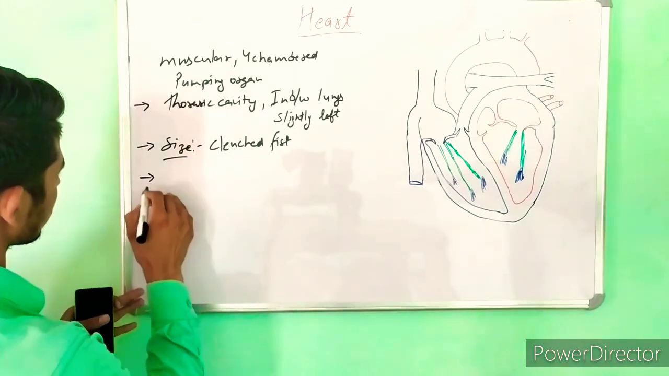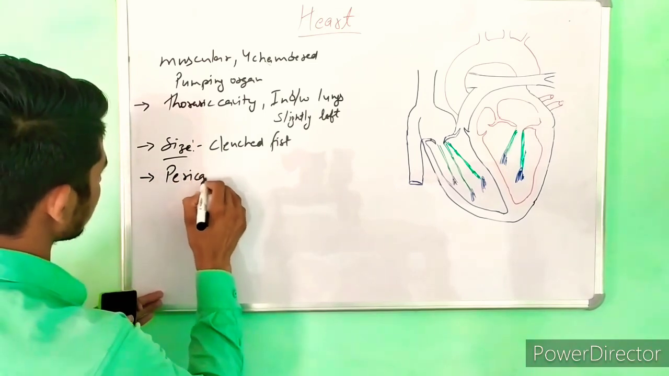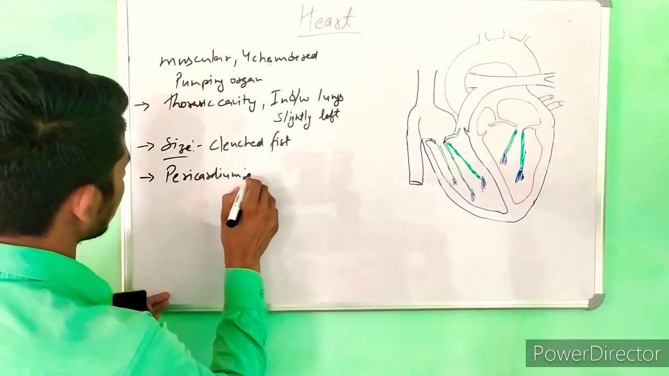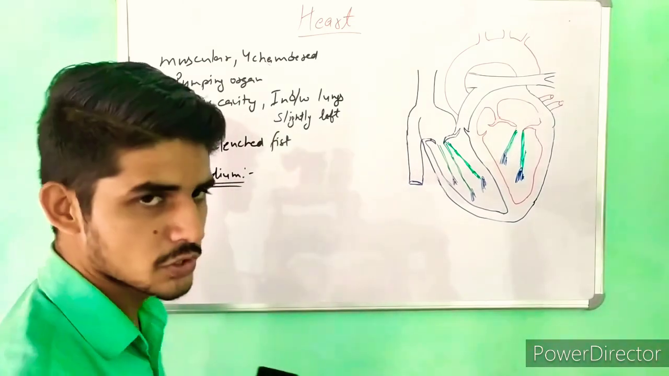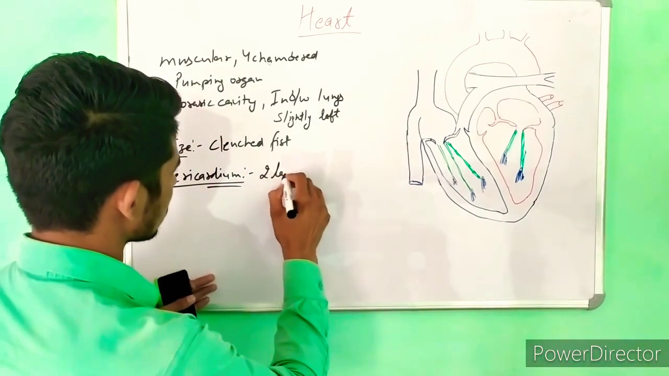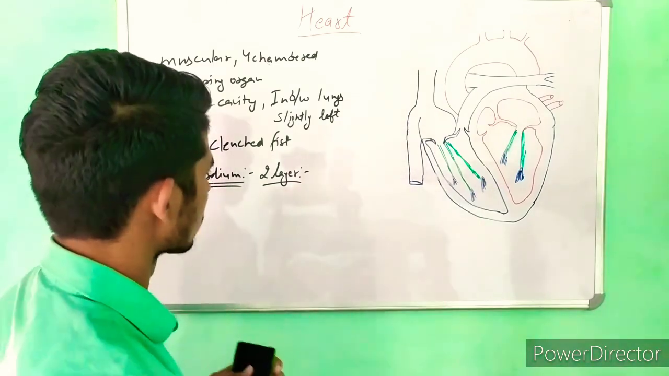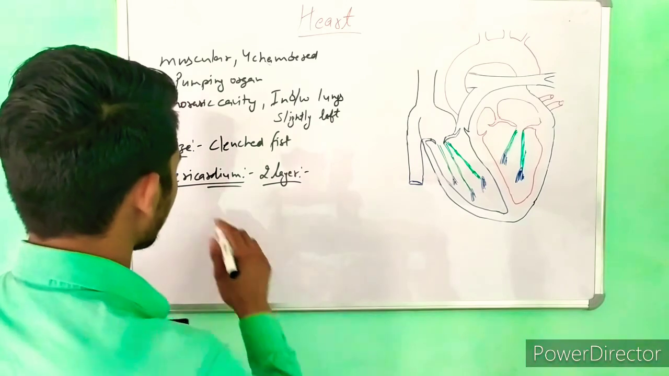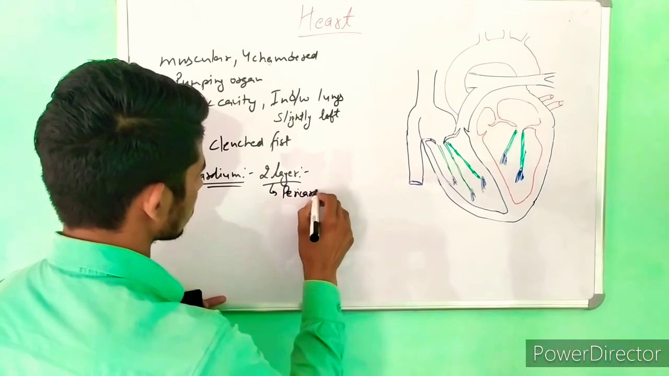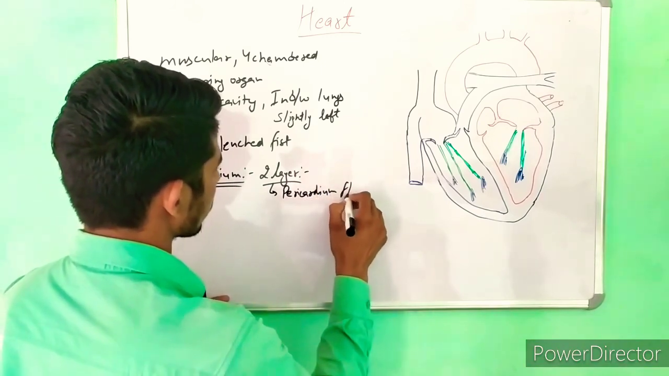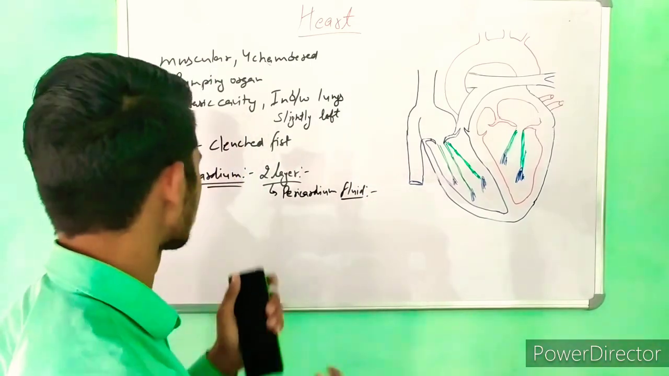And now, in NCERT it is named as the pericardium. Pericardium is a protective covering. It's a bag-like covering made of two layers, which is present outside the human heart for its protection. And in between the two layers, pericardial fluid is present, which reduces the friction during the pumping action of the heart.